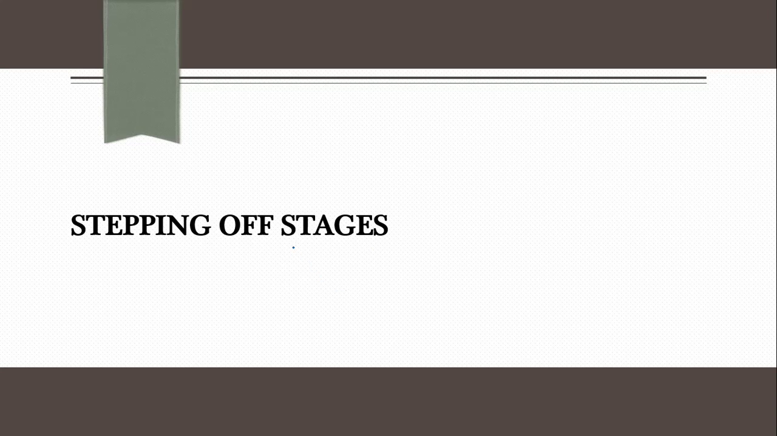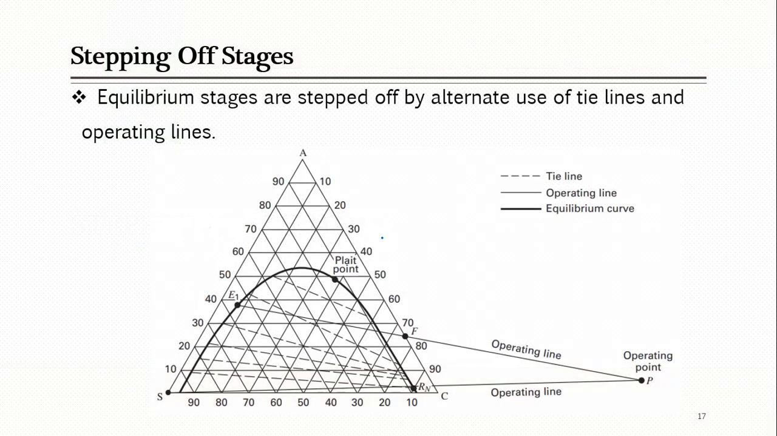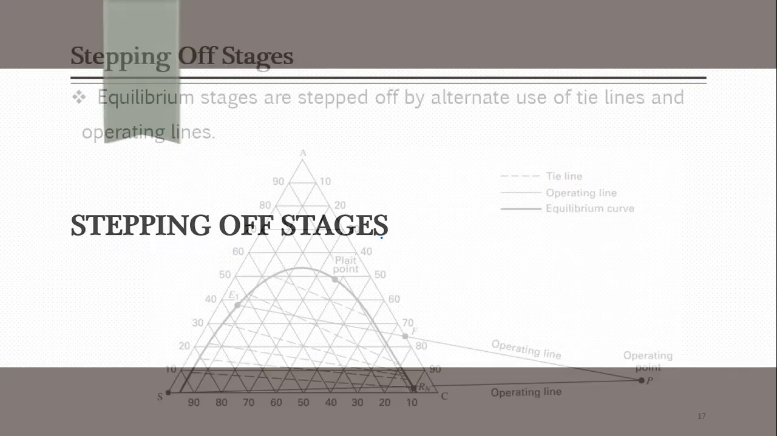Right guys, you are done with the construction of the 3 stages up to here. As I told you, when you are done with them, you have to start with stepping of stages. Now we can draw the number of stages needed for the system on the diagram, which has already gone through constructions 1, 2 and 3. So now you are at the point where you can get the number of stages in liquid extraction equipment.